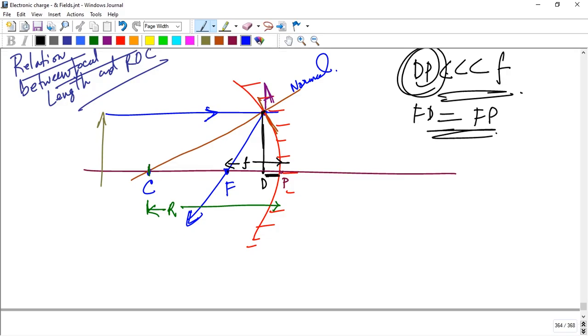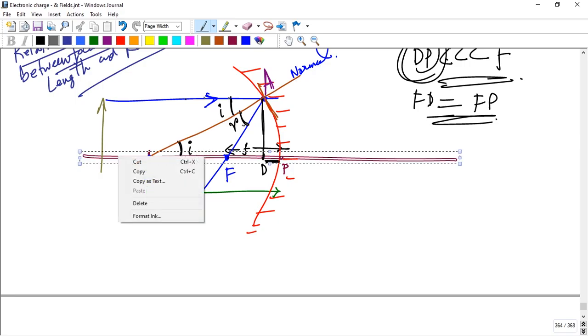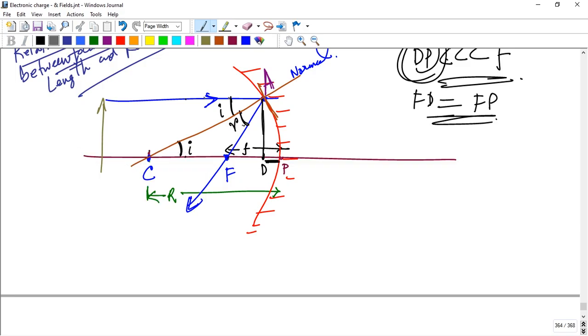From the relation, first the normal and the incident ray make angle I, the incidence angle, and the normal and the reflected ray make angle R. You see that this line and this line are parallel, and AC is a transversal. So this angle is I because these two are alternate angles. Similarly, I plus R: here this line and this line are parallel, and AF is the transversal. So this angle and this angle are the same, so this angle is I plus R.